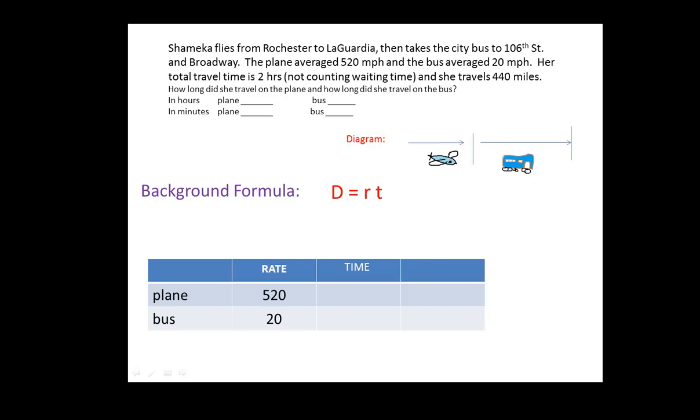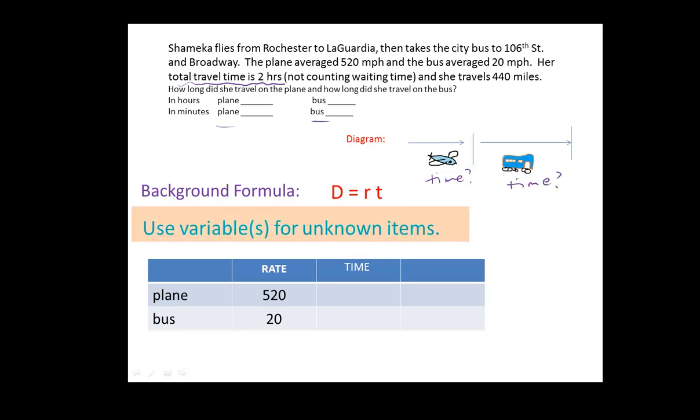So we plug in our time. Now what do we know about the time? Let's see. Total travel time is 2 hours. But we don't really know how long on the plane and how long on the bus. That's part of what we have to find out here. So we do need to use variables for the unknown items. So I'm going to say she spends x hours on the plane, and there's nothing to say that they're the same, so I'm going to have to use another variable and say she travels y hours on the bus.